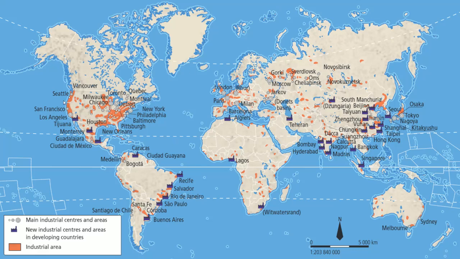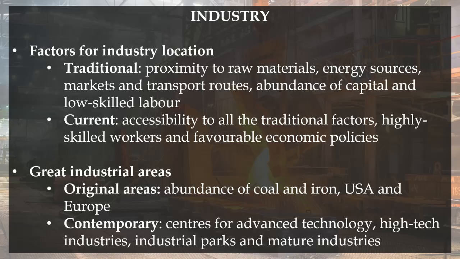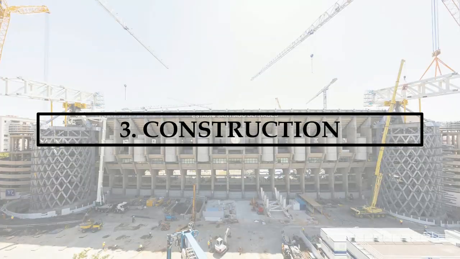As you can see, mostly in the United States, Europe, and nowadays most of the industries are being displaced mostly to Southeast Asia and to the country of China. And these are the traditional industrial areas in Europe. This is the summary, and finally we are going to end with the construction.